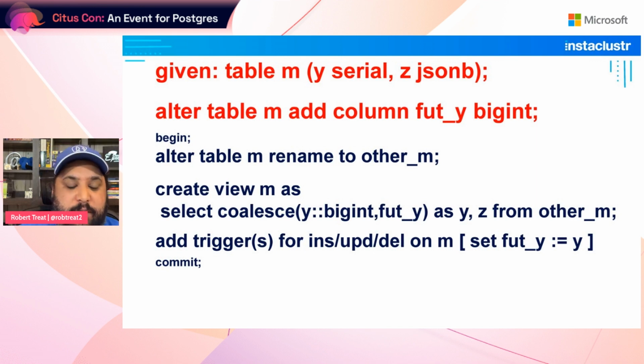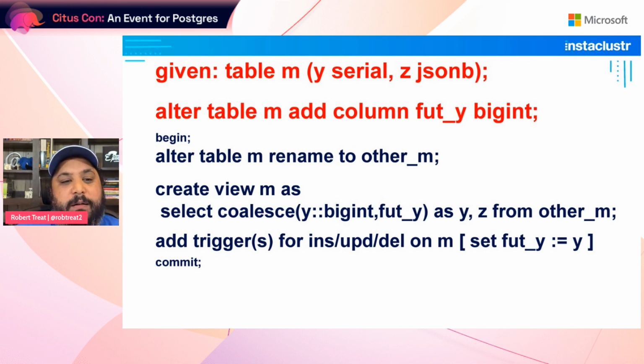I'm going to imagine we have a table called M. It has a column Y, which is a serial, so just an incrementing number going up, and then another column Z, which is a JSONB column. And you store all your data in the JSONB, and you have a primary key there. Maybe you ported it from Mongo or something. I don't know why you would design it that way, but let's just say, for example purposes, table M is there.